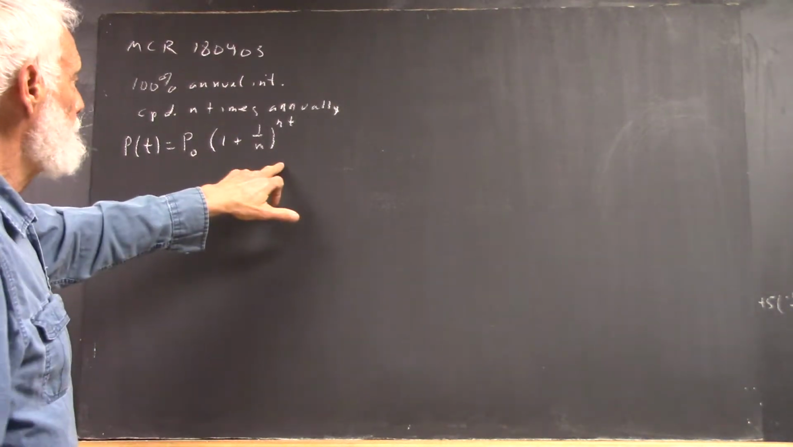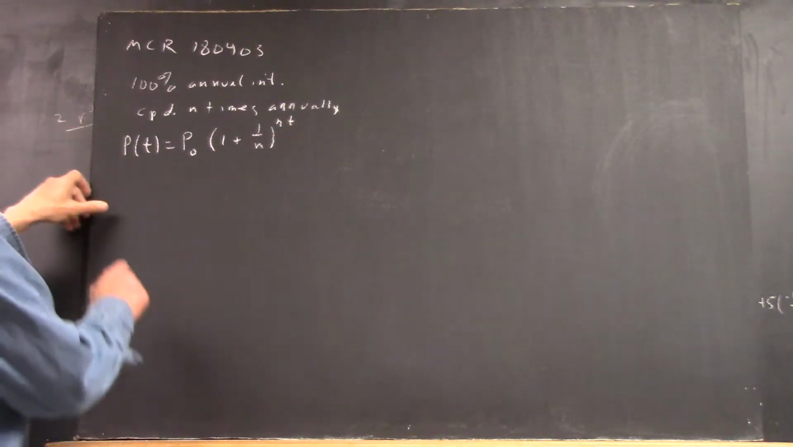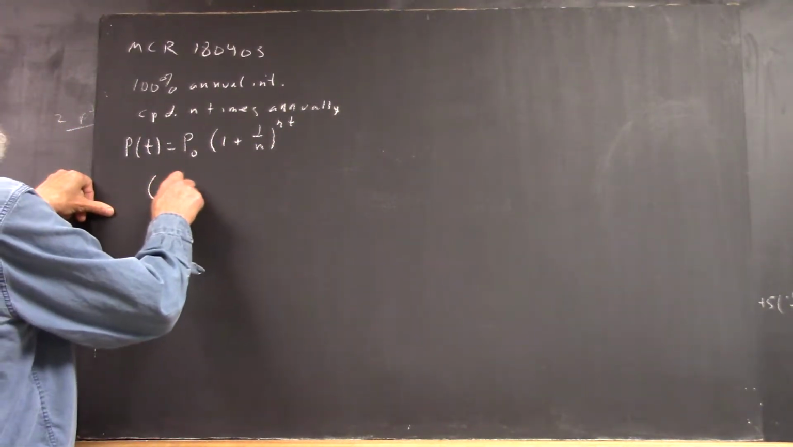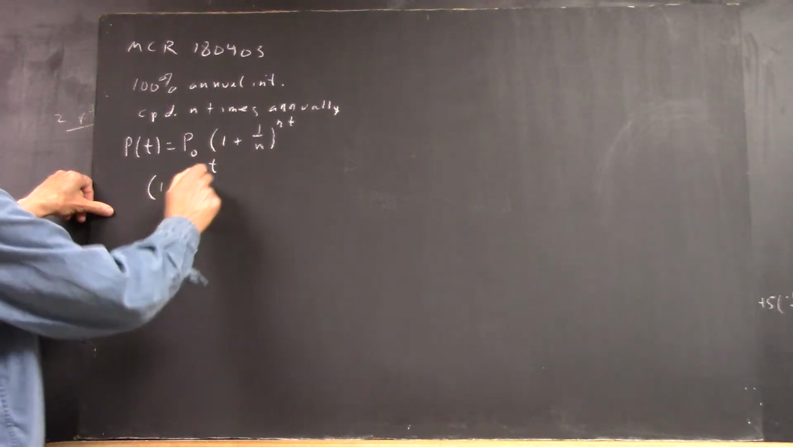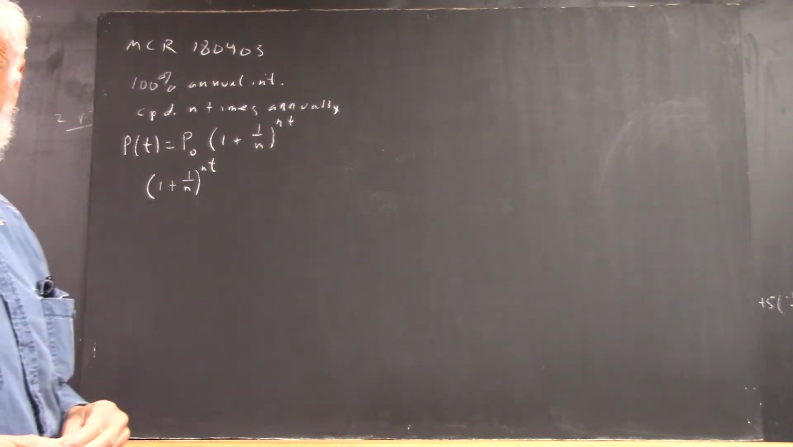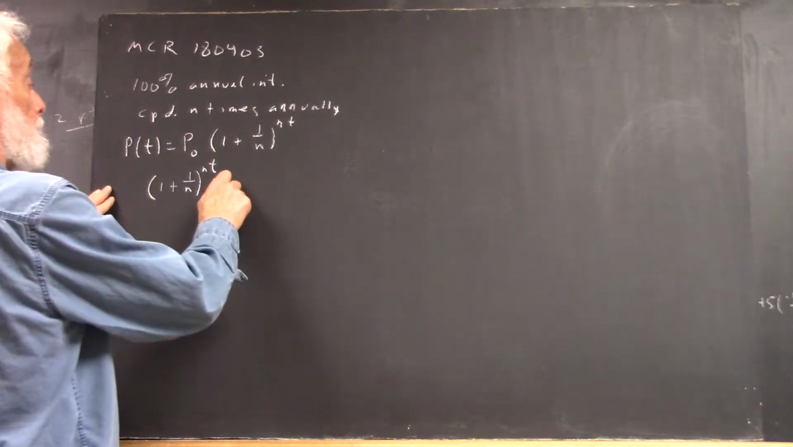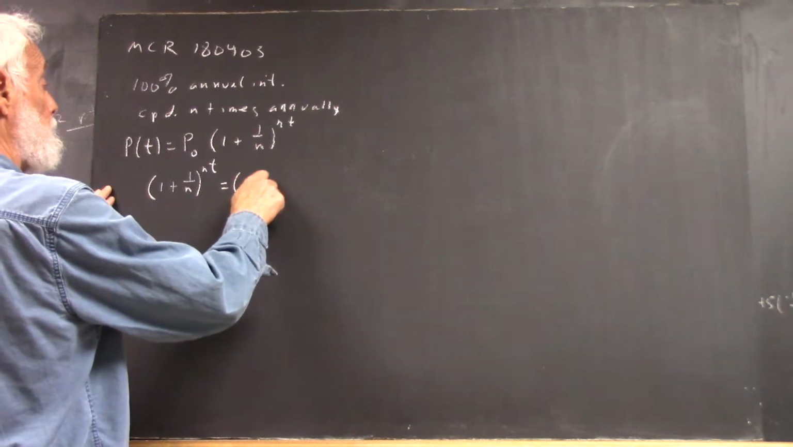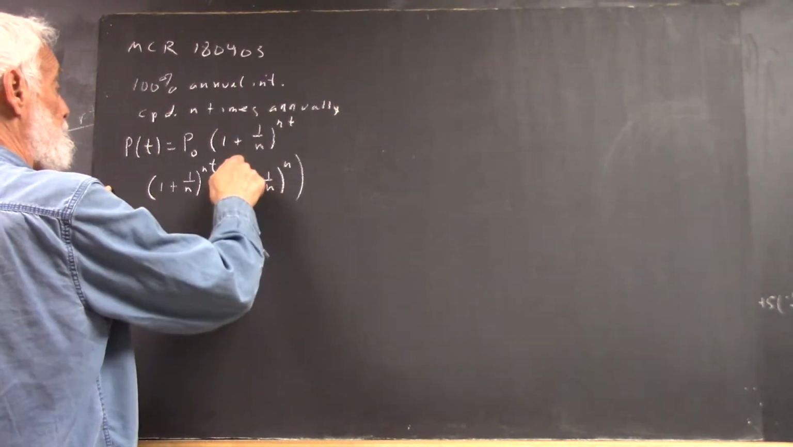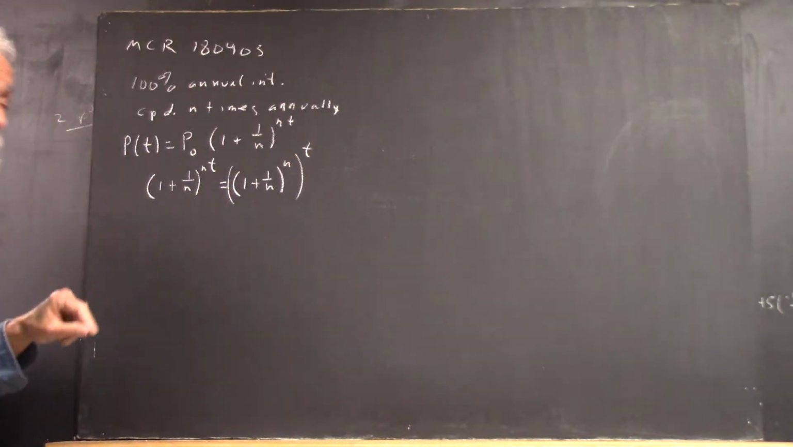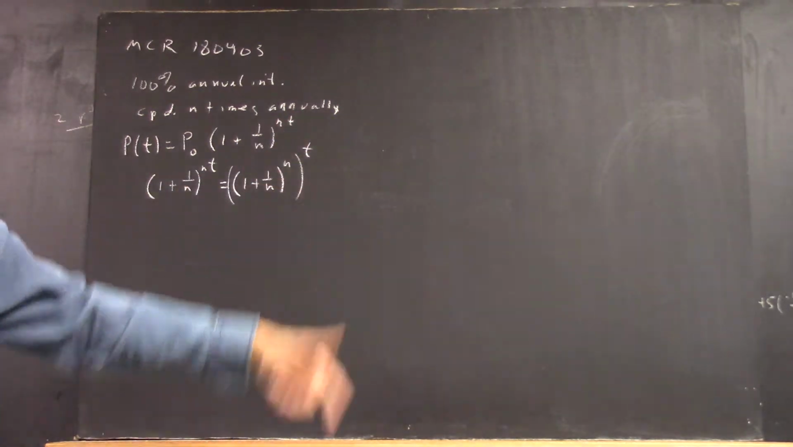So this expression, 1 plus 1 over n to the mt, just giving you a little background, because really the whole point here is going to be to evaluate this for bigger and bigger values of n, okay? You would agree that by the laws of exponents, this is equal to 1 plus 1 over n to the n, raised to the t. Because when you take a power and raise it to a power, you multiply the powers, right?